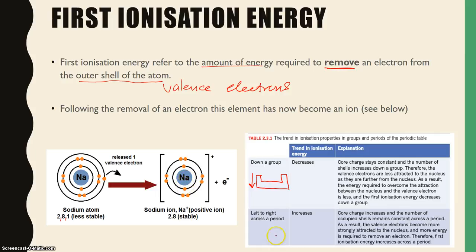As you move left to right across a period, these elements want to gain electrons more, so you're not going to be able to remove the electrons as easily. Therefore, left to right across the periodic table, you're going to have an increase. So moving this way, you have an increase in the ionization energy. And definitions and explanations are here.